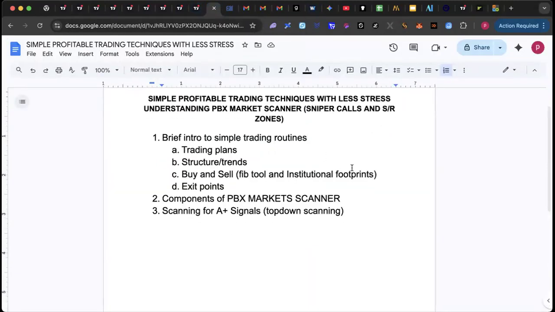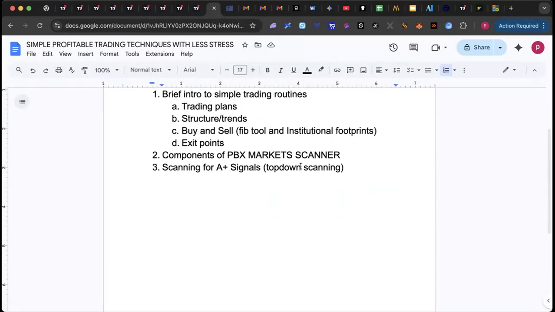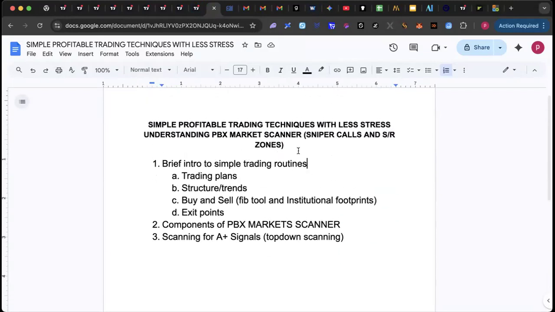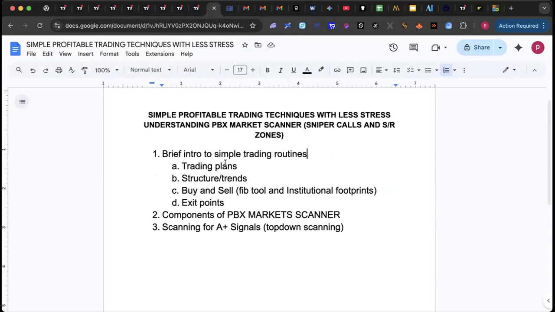So basically, we are going to go into the component of the PBX market scanner and scanning for A plus signals, top-down scanning, so that you don't just jump into the market. But before that, I want to give a brief intro to simple trading routines, the trading plan.